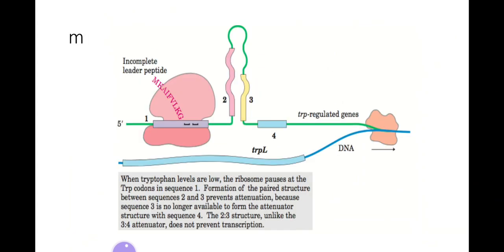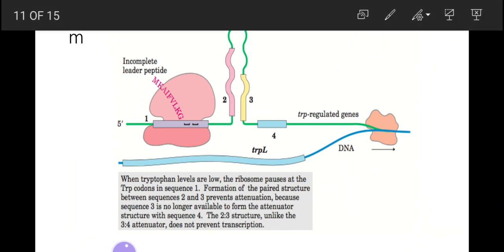In this case, when tryptophan is at a low level, the ribosome pauses at the tryptophan codons in the sequence, and the formation of the paired structure between 2 and 3 prevents attenuation. So there will be no attenuation, and the RNA polymerase will continue doing its work, and all the proteins which are needed for tryptophan synthesis will be produced.